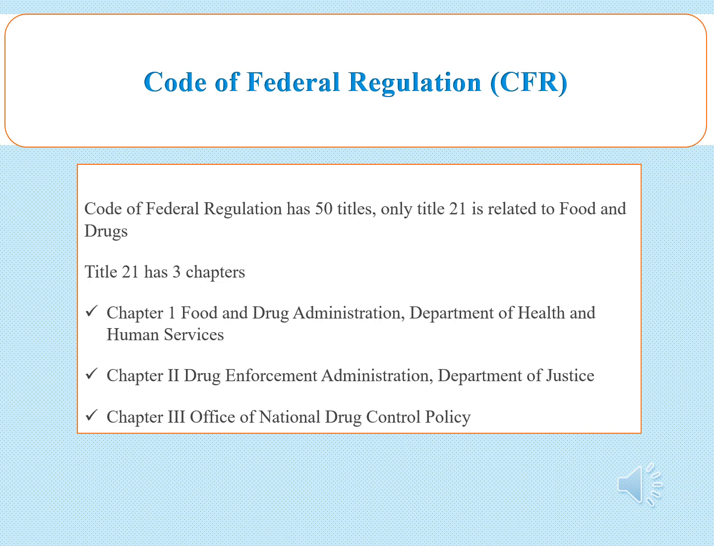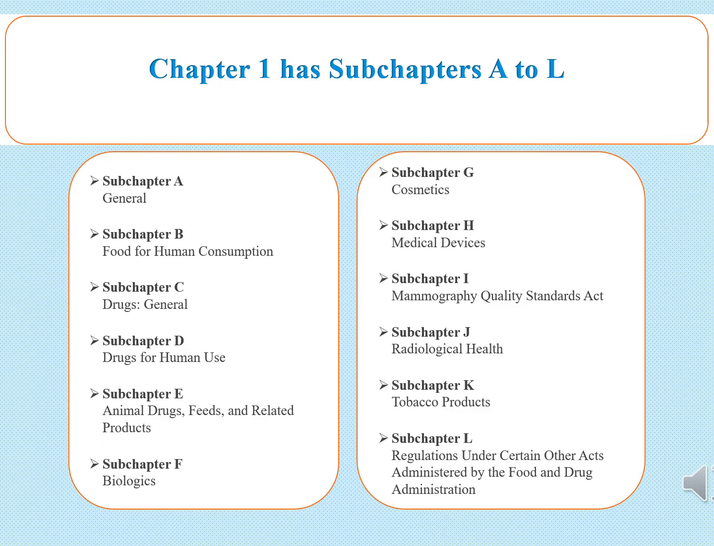Chapter 2 Drug Enforcement Administration, Department of Justice. Chapter 3 Office of National Drug Control Policy. Chapter 1 has subchapters A to L. Subchapter A General. Subchapter B Food for Human Consumption.